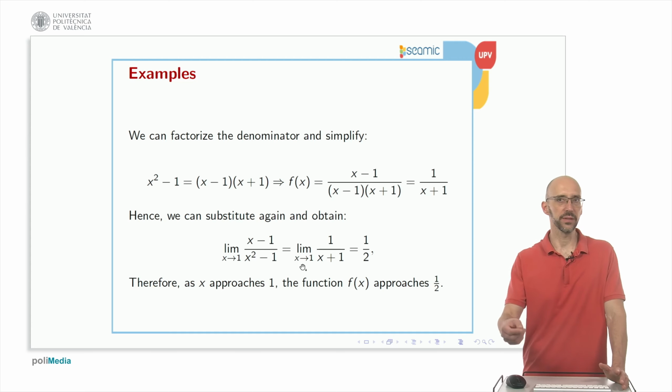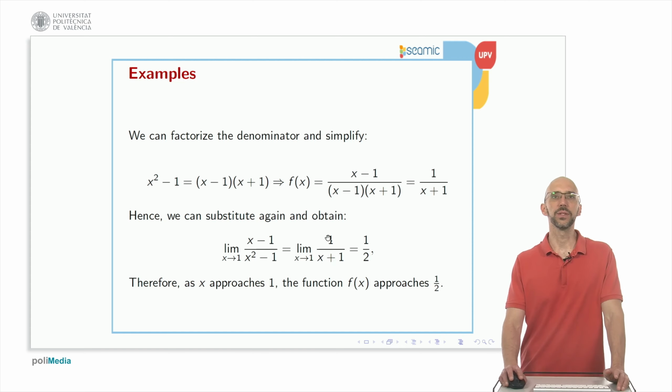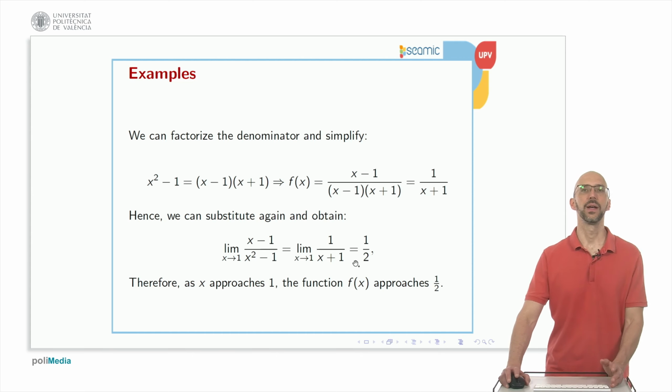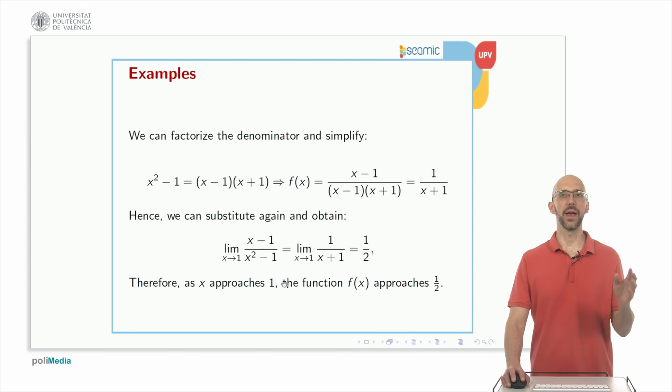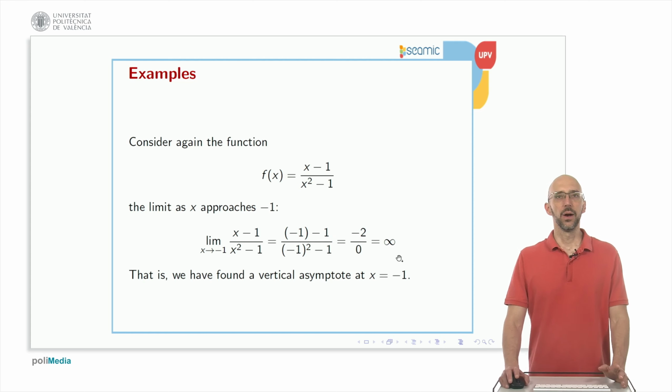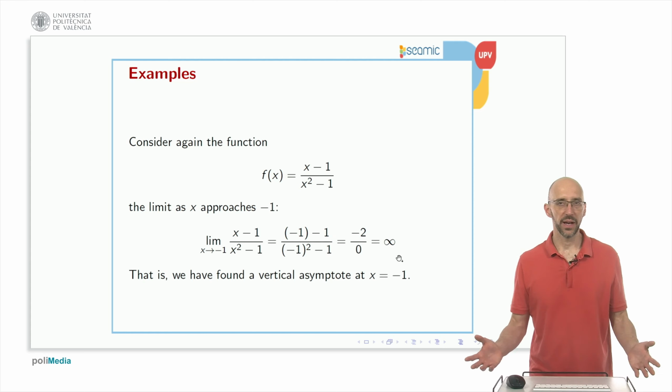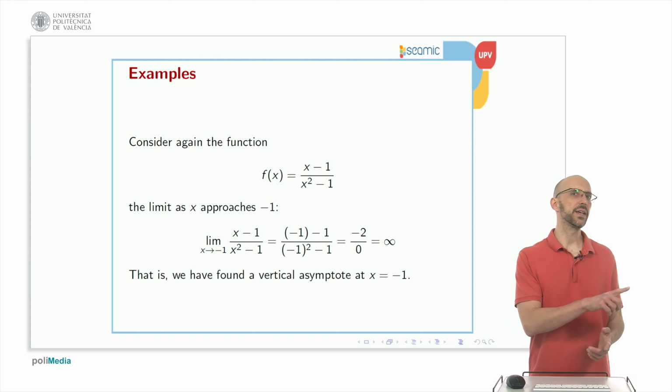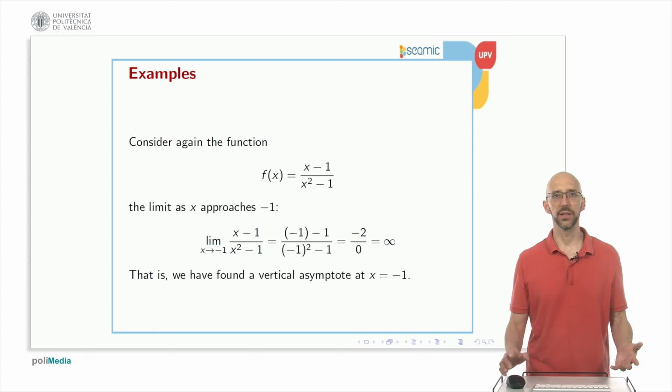Now, if we replace x by 1, the value x tends to, we obtain 1 over 1 plus 1, that is 1/2. So it's a real number. Therefore, the limit when x approaches 1 of this function equals 1/2. So it has a value. Okay, the natural question is, we checked at 1, but what happens at -1?